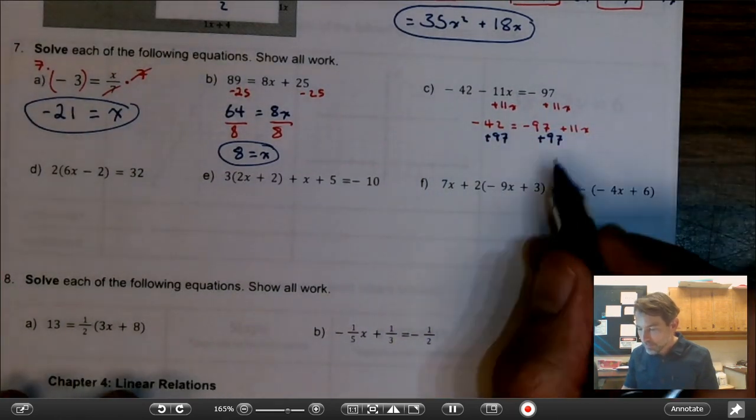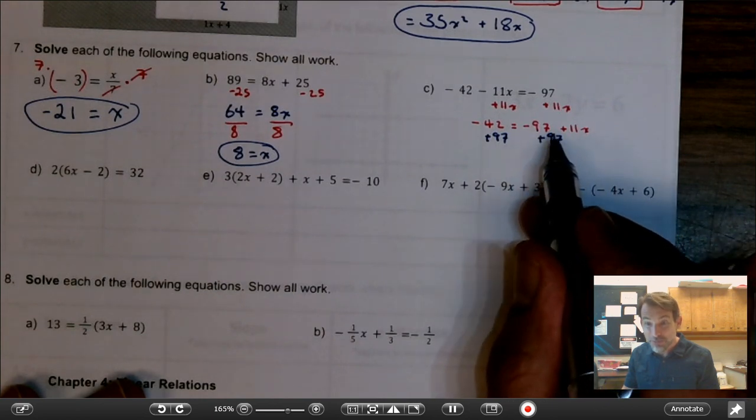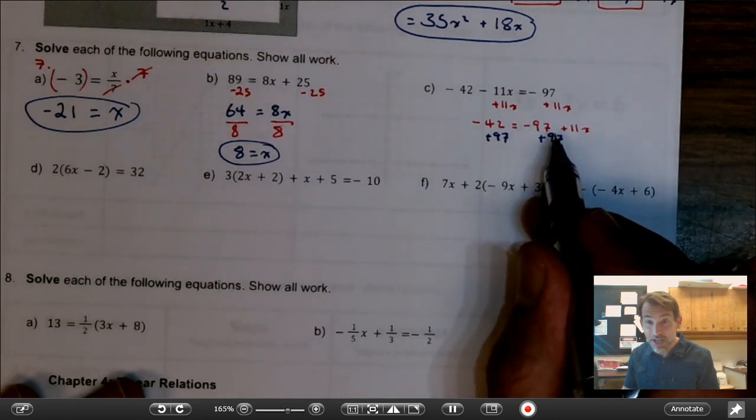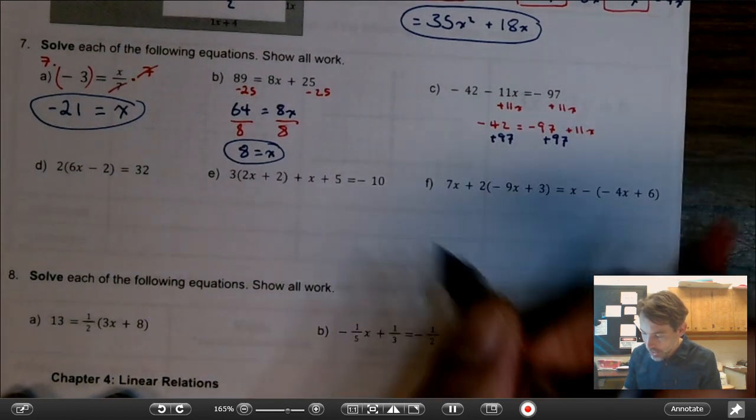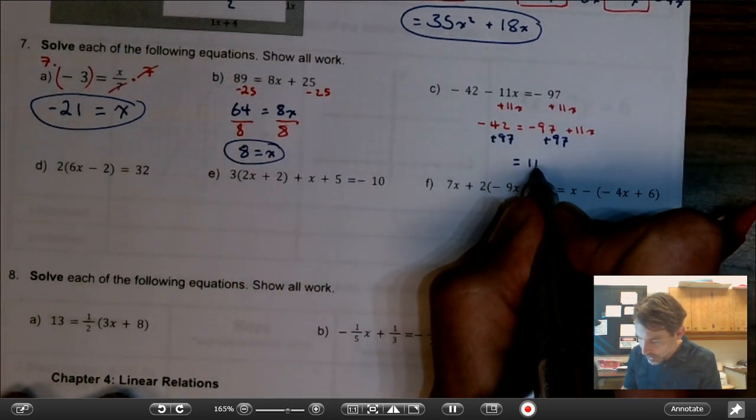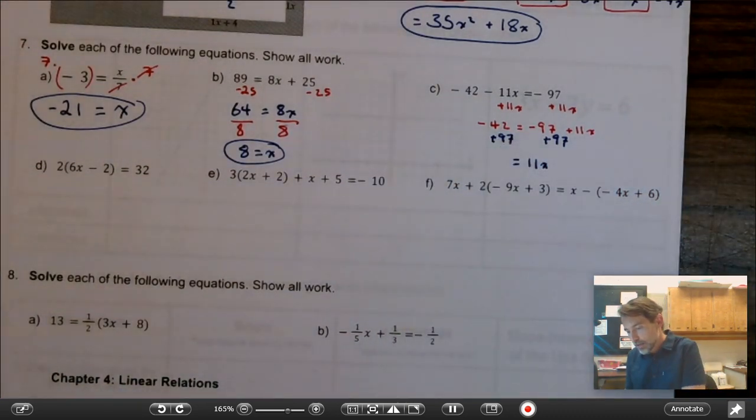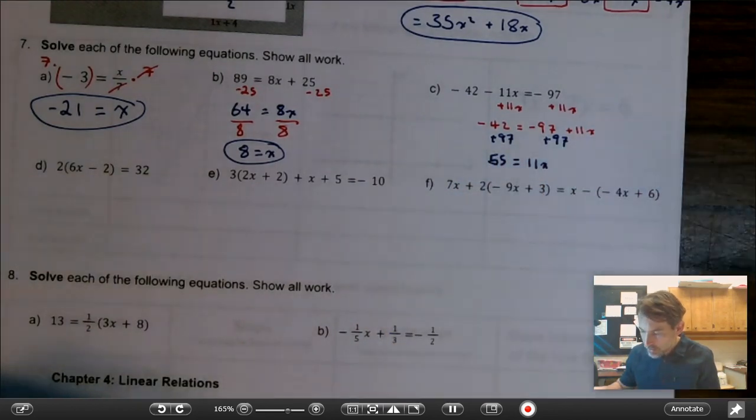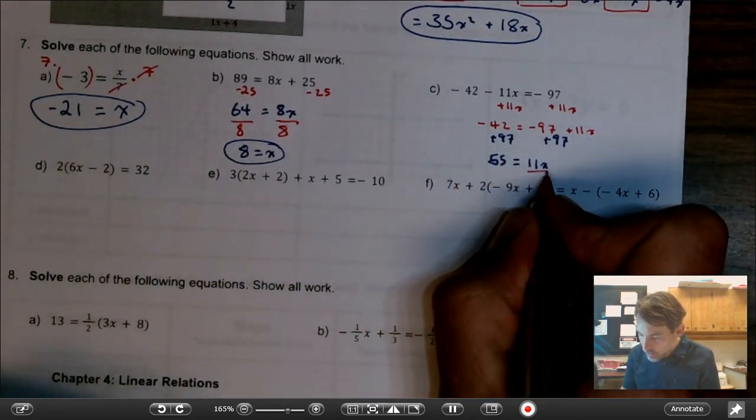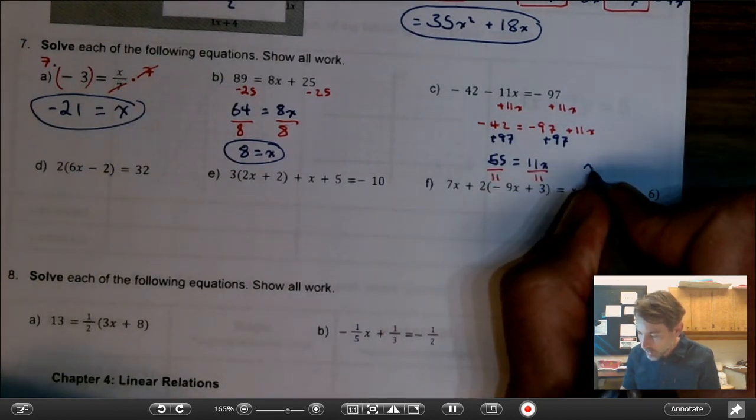Why am I doing that? I want to get x as alone as possible. So here I'm subtracting 97 from it right now. If I add 97, that'll be equal to 0. So now we will have equals 11x. What equals 11x? -42 plus 97. So that's 55 equals 11x. Here we divide both sides by 11. X equals 5.